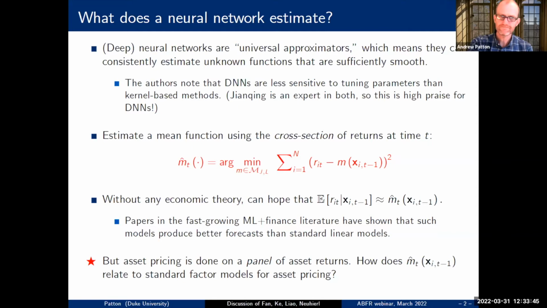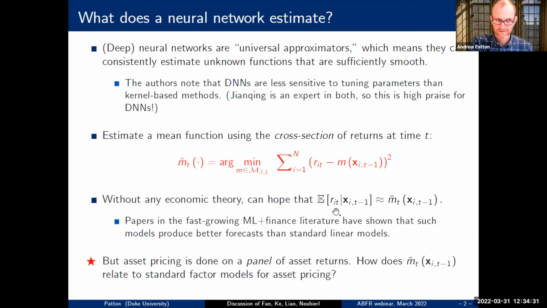The first ingredient of this paper is this function here in red, which they estimate at each point in time using the cross-section of asset returns: the conditional mean as a function of 62, I think it was, factors, X_it, dated in the previous period. Given that neural nets can approximate sufficiently smooth functions well, we might hope that this resulting estimated function M hat is equal to the conditional expectation of returns given these characteristics. And there's a bunch of papers cited in this paper showing that this type of model does much better than standard linear models. So we get for free, without any theory, that the fitted neural net is approximating this conditional expectation.